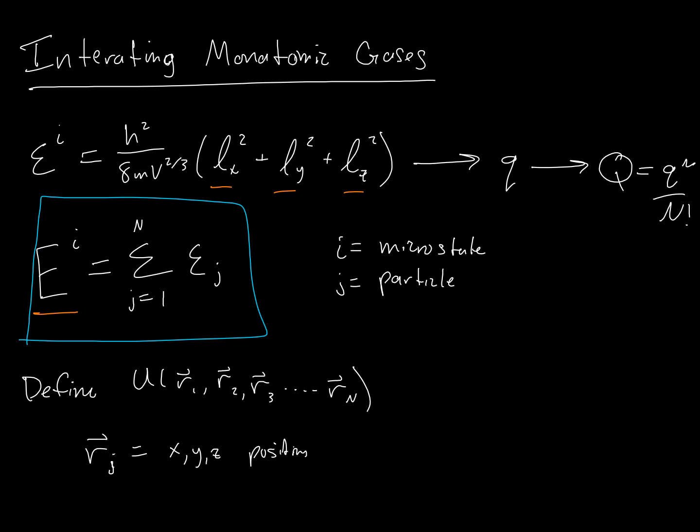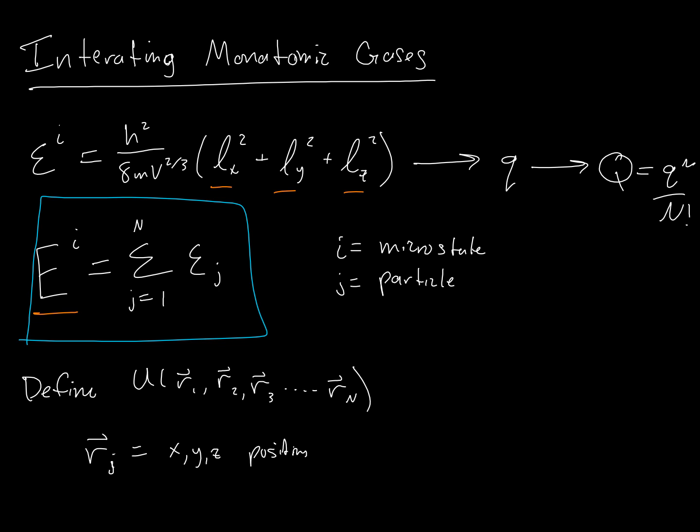Here, r_j is the position of particle j, which you can think of as x, y, z coordinates, or as a radius, arm length, and two angles. Whatever the case is, this is a position vector. It just says where the particle is. So what we need to do now with interacting particles is not only do the individual particles have energy, but the configuration of the system also has an energy associated with it.